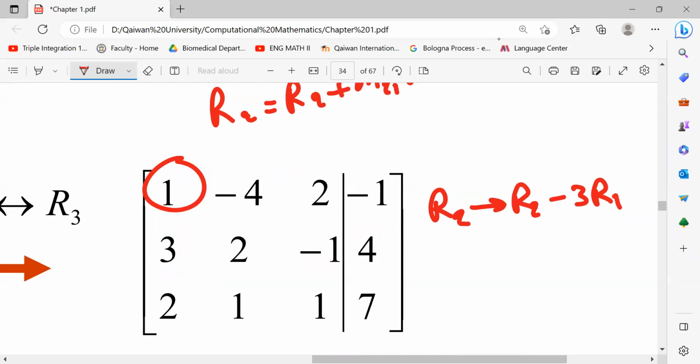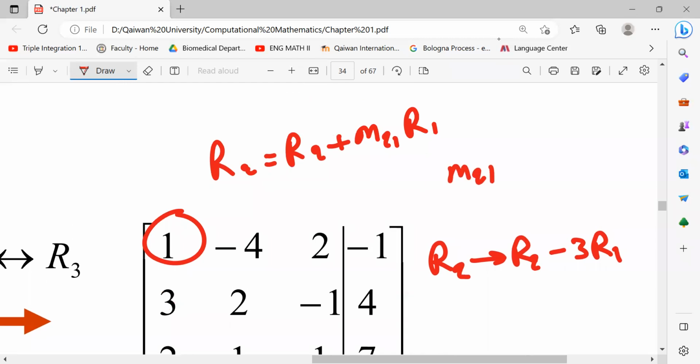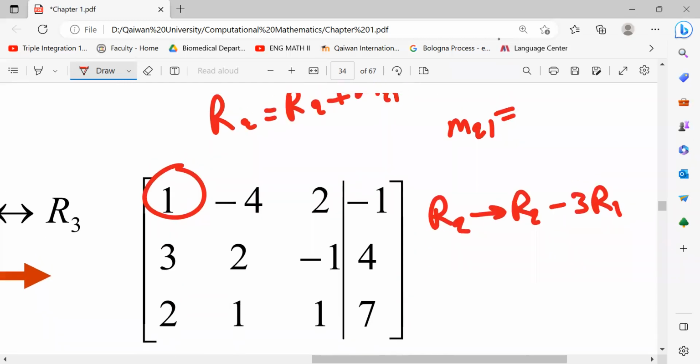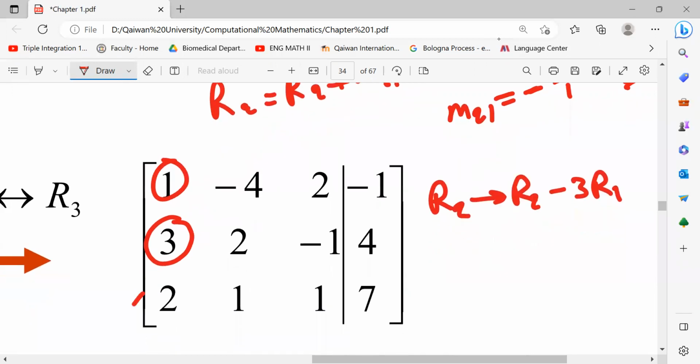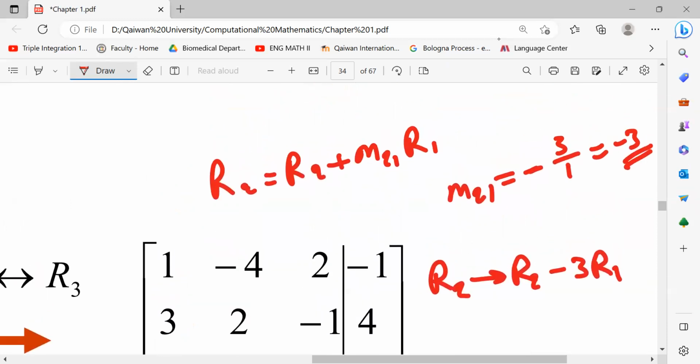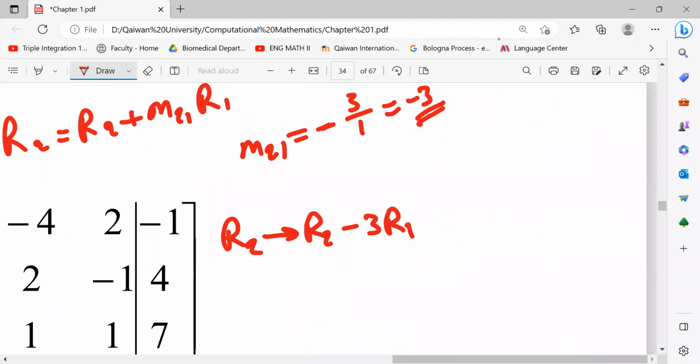What's M21? It's always minus the entry to be eliminated divided by the pivot. It's negative 3 over 1, which is minus 3. It's always that. And for this one it is 2, minus 2 divided by 1. So you multiply row 1 by that value. So here M21 is minus 3, so R2 is R2 minus 3R1.